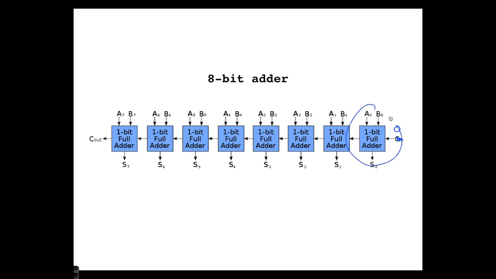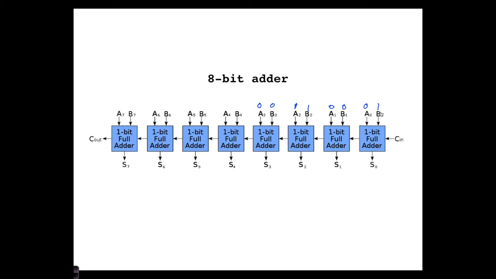This one bit adder adds one bit to one other bit, plus a carry in. So again, I'll redraw it real quickly. If we had the 5 and the 4, the 4 for A was 0, 1, 0, 0. And we're adding that to 5, which is 0, 1, 0, 1. That's how it's going to add.